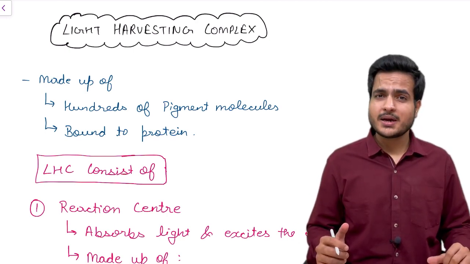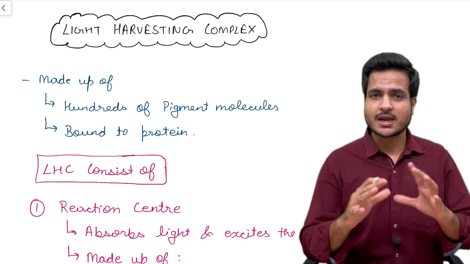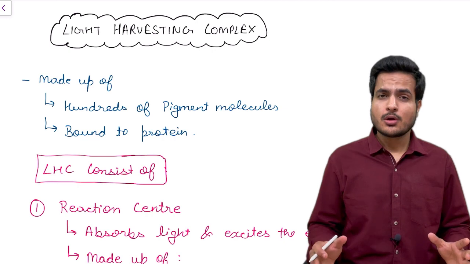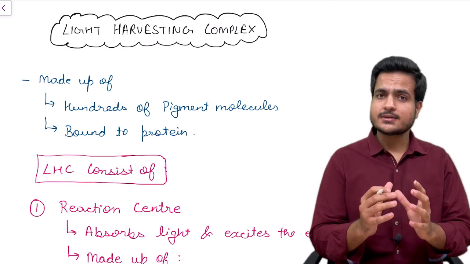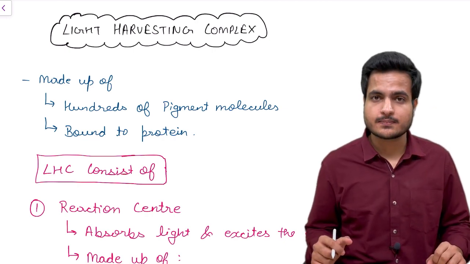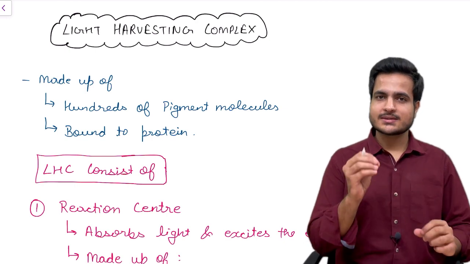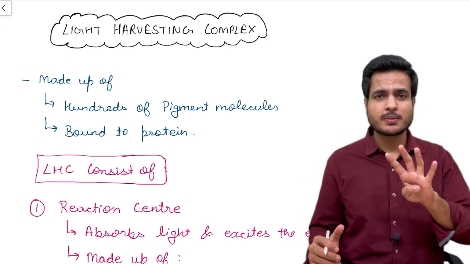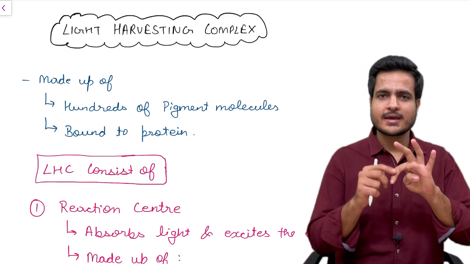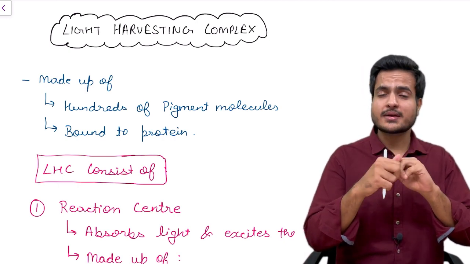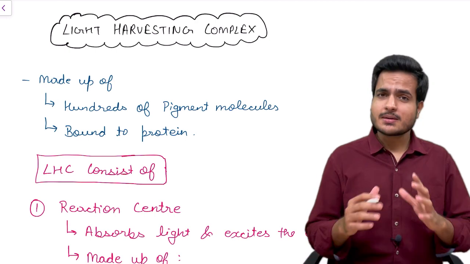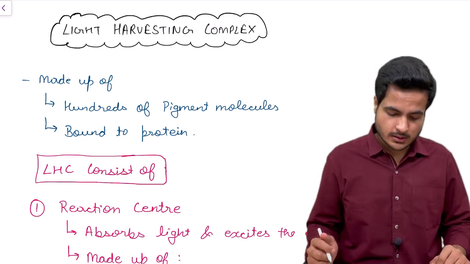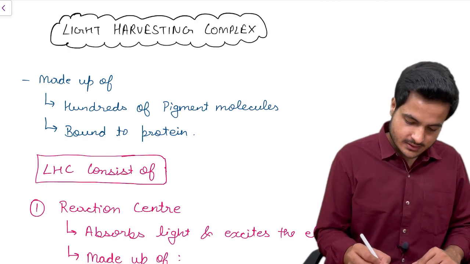So this light harvesting complex is made up of pigment molecules, and it has two important structures in it. One is the reaction center and the other one is antenna. So light harvesting complex is a structure which is made up of pigments, and we have discussed four pigments of photosynthesis: chlorophyll A, B, and then xanthophyll and carotenoids. So these are making this light harvesting complex. So let's start the discussion.